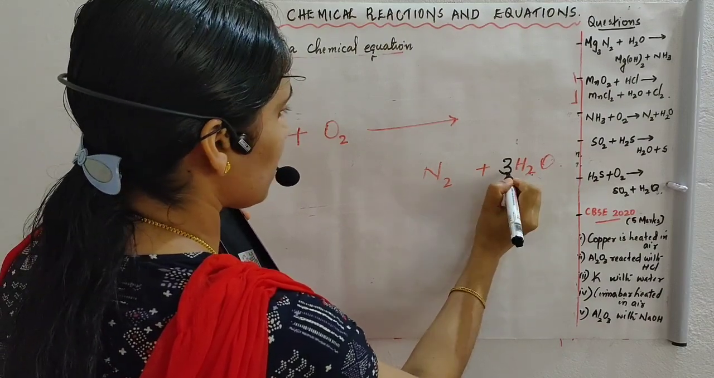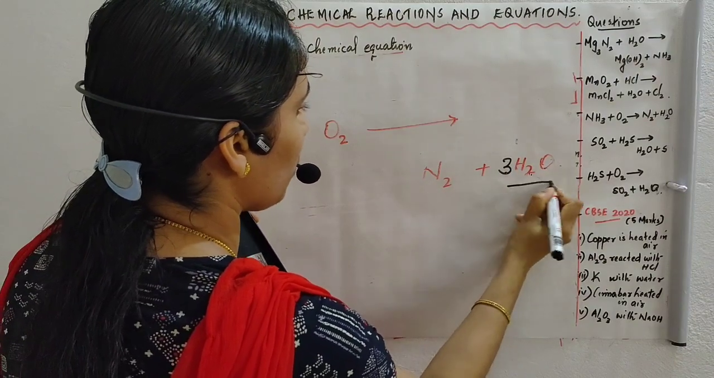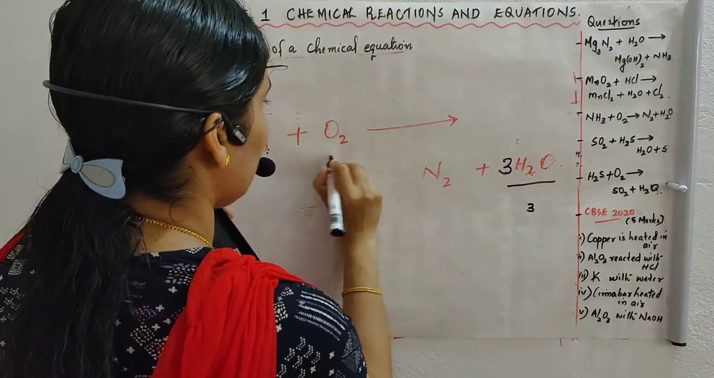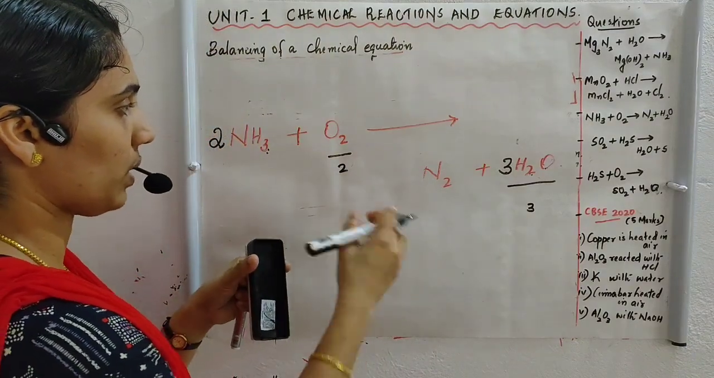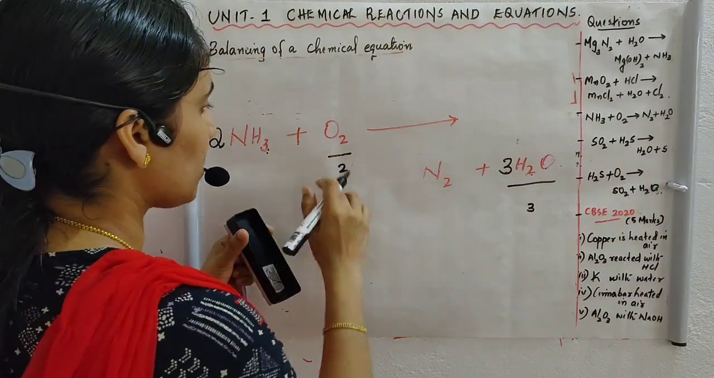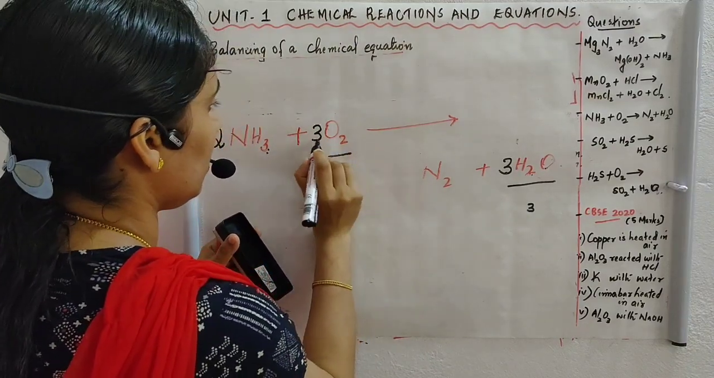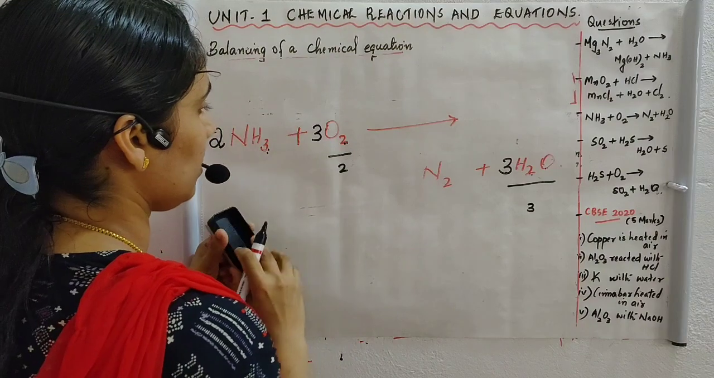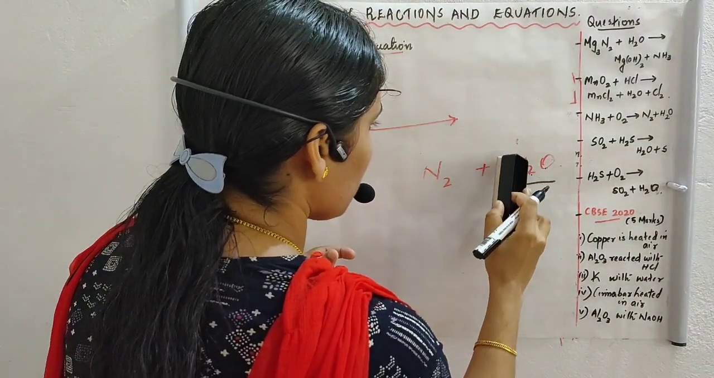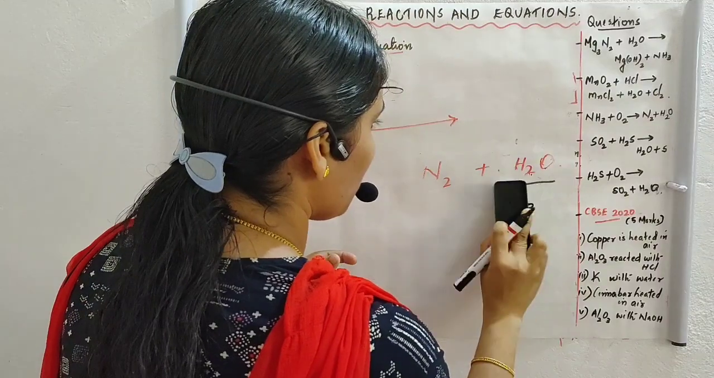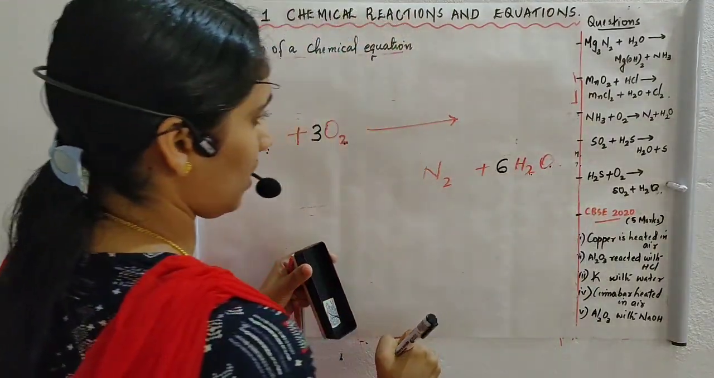Automatically oxygen is changed. Oxygen number here it is 3. Now the oxygen is 3. Here oxygen is 2. So you try to make that number into a common number, that means 6. So to make oxygen 6 you can put 3 here. Now oxygen is 6. Making this oxygen as 6, 3 into 2 I have to do here, that means 6. Now oxygen has become 6.